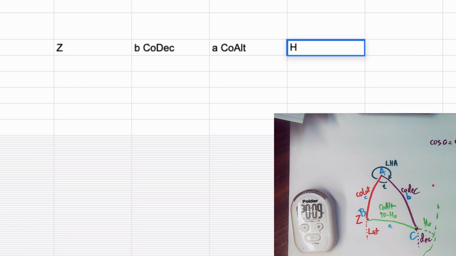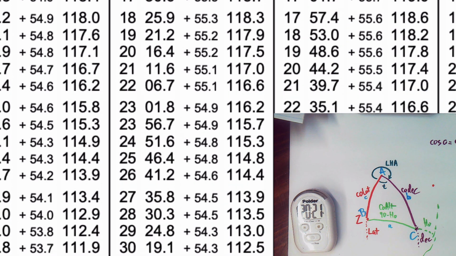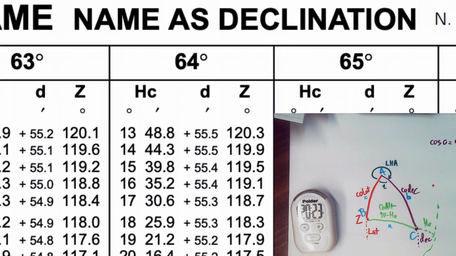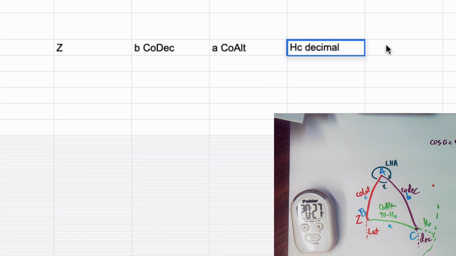So I'm going to do h sub c, but I'm going to do it in decimal. Because if you go back to the table, h sub c is formatted in degrees, minutes, and tenths. That's a very, very specific way of formatting, and I'm going to need to do something with the spreadsheet. So I'm actually going to calculate that in decimal form first. All right. And what else do I want? I want the delta, or the little d, also in decimal.